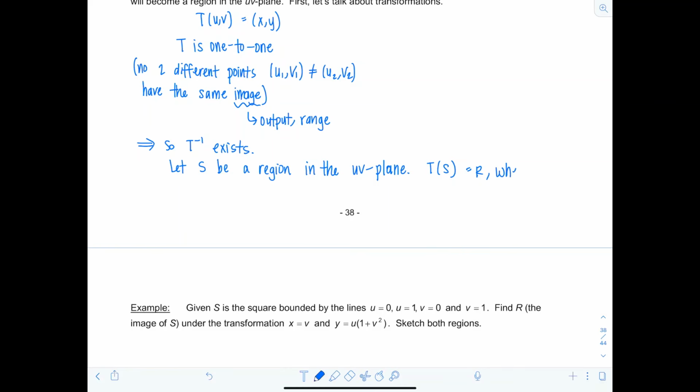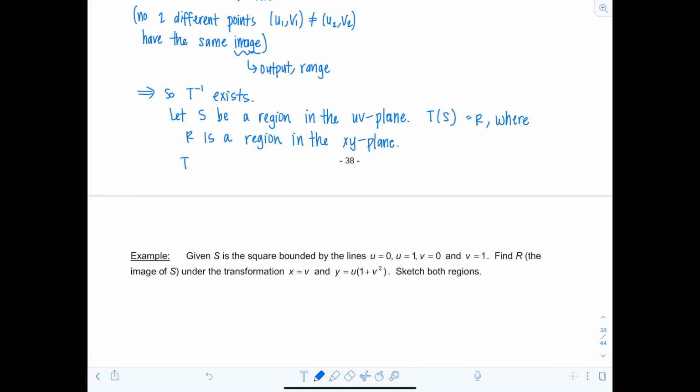Where does that region R live? R is a region in the xy plane. But you might say that's not the way I want to go, right? So T of (u, v) maps to some (x, y), but we want to go the other way. So T inverse of (x, y) will map us to some (u, v). And the fact that it's 1-to-1 means that I know this is going to be well defined.